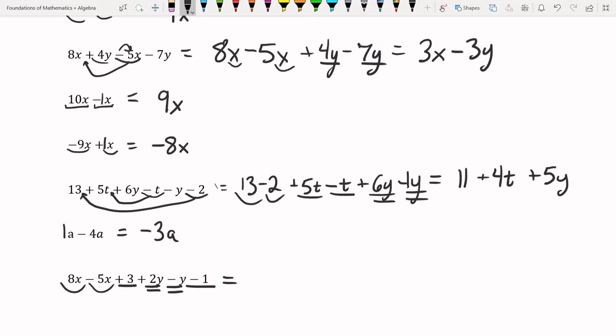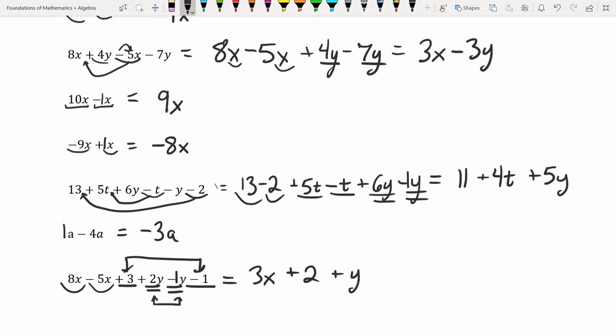8 minus 5 is 3x. And then here I have 3 and then negative 1. Those are like terms. So we have positive 3 minus 1. Positive 3 minus 1 is positive 2. And then we have plus 2y minus y. 2 minus 1 is 1. So just plus y.